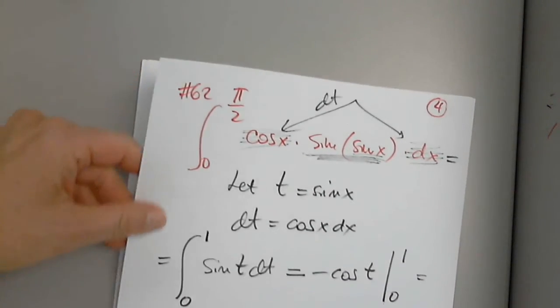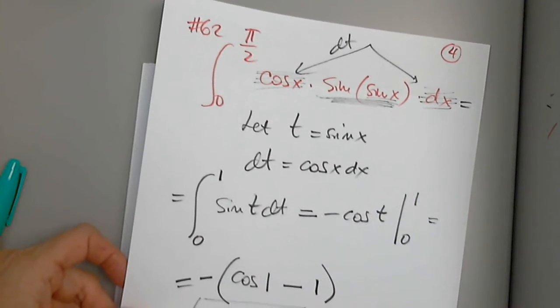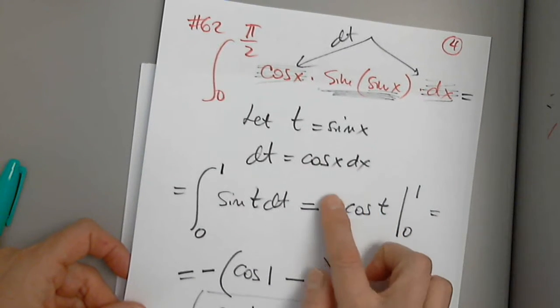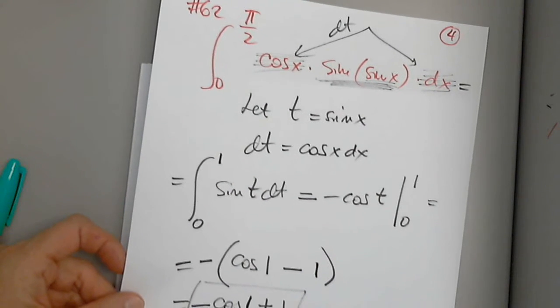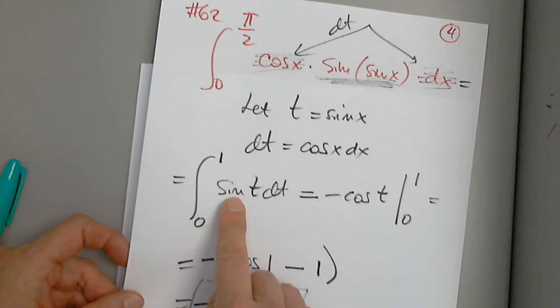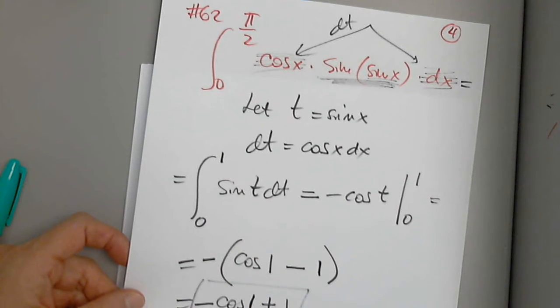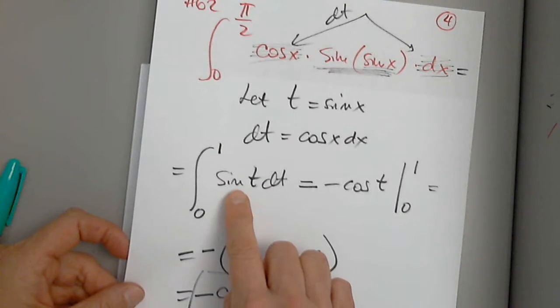Yes, Braden? Where did the sine t dt equals negative cosine t come from? The antiderivative. When I differentiate this function, I get this function. When I differentiate cosine t, I get negative sine t, so the minus in front will give us the sine. Is that better? No, because the sine t is not in the problem. I just don't know how we got that.